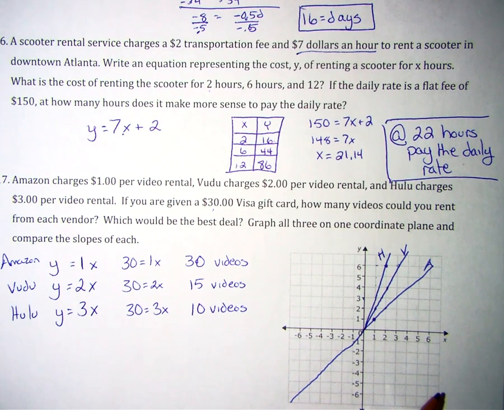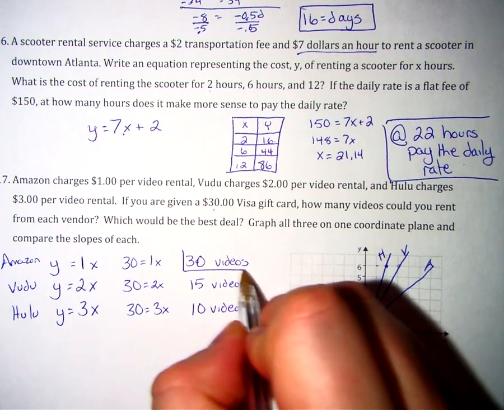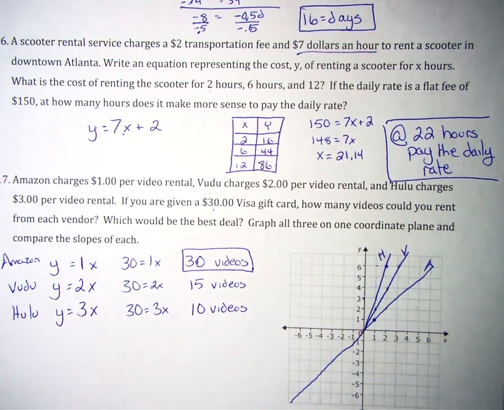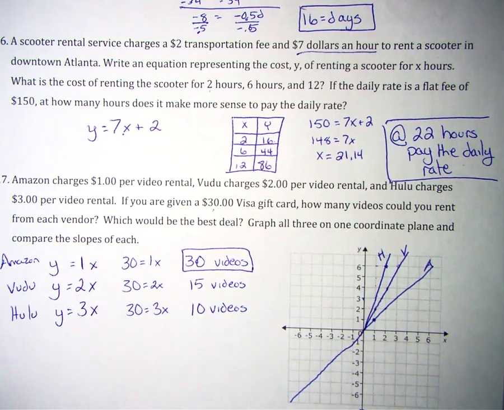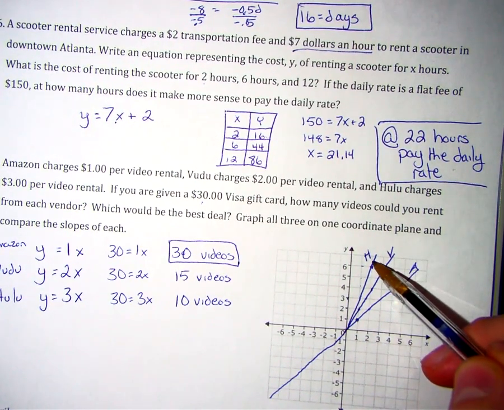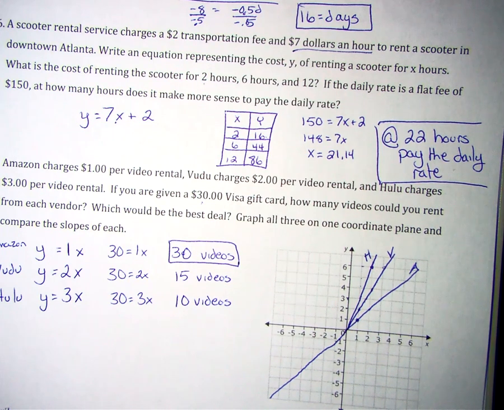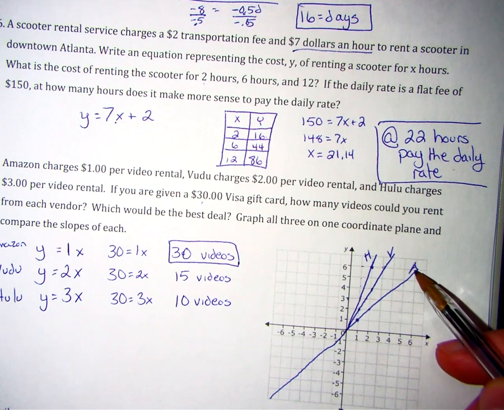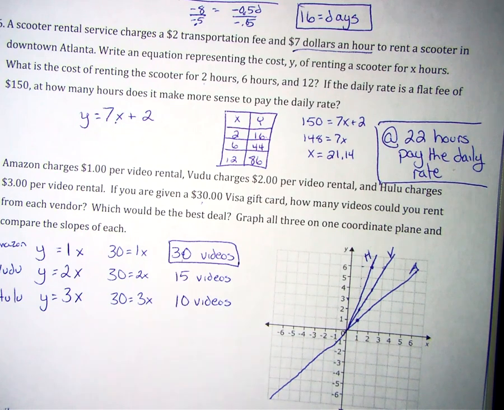Which would be the best deal? Obviously, renting from Amazon and getting 30 videos for my $30 is going to be the best deal. Compare the slope. I can see the slope for Hulu is much steeper. In other words, they charge more per video. Where the slope for Amazon is much less steep. And we already know that they charge less per video.